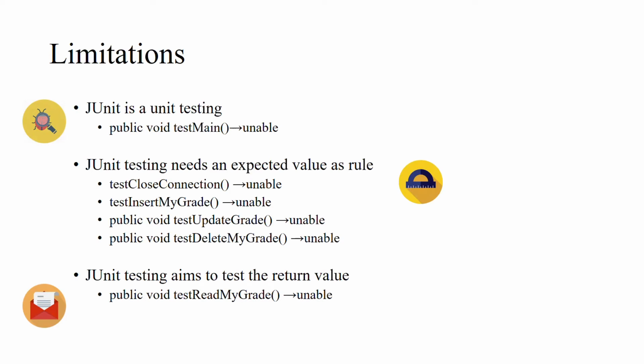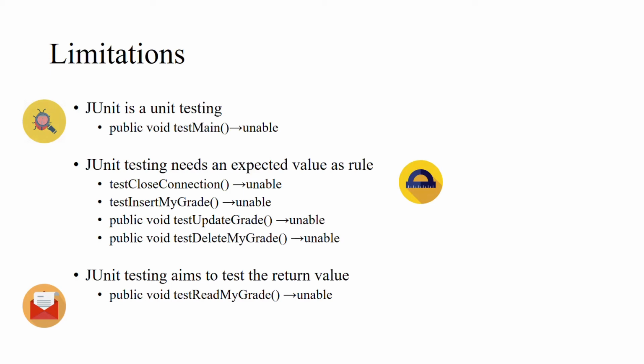And second, JUnit testing needs expected values as a row, but we cannot predict what our user will insert. Therefore, the methods down here cannot be tested. For example, if we test the close connection method, it will not produce any value, so of course there will be no expected value and actual value.